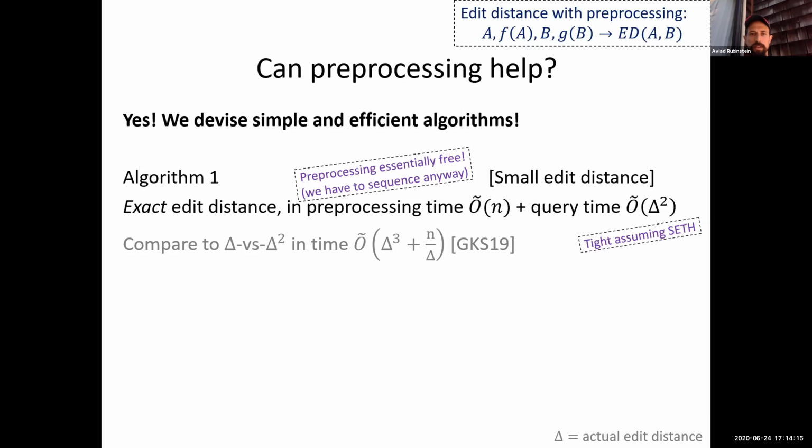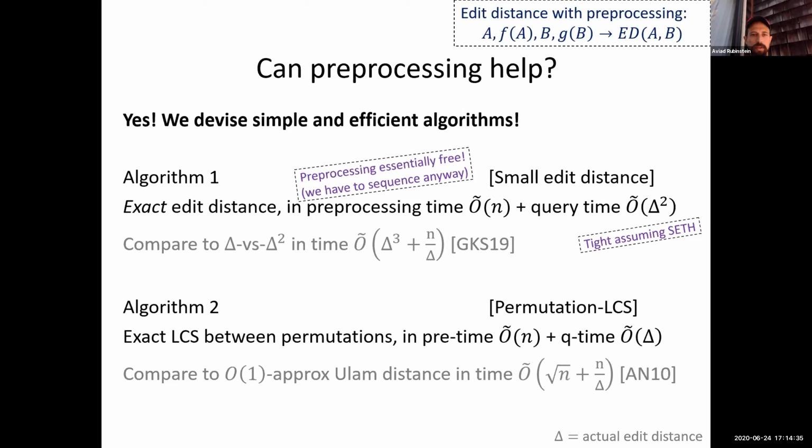Just for comparison, the state of the art in terms of sublinear time algorithms for edit distance was this algorithm from last FOCS that gets a delta versus delta squared approximation. That's a very poor approximation. And the running time is something like delta cubed plus an n over delta term. We have some other algorithms.